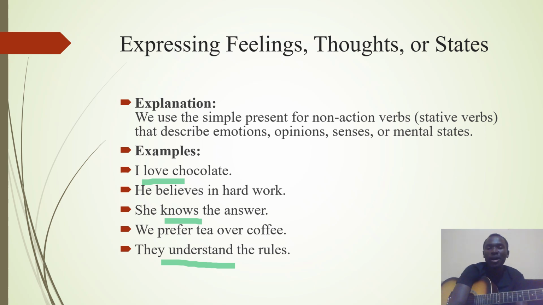Can you come up with some examples in simple present tense expressing thoughts, expressing feelings or states? I am happy. She's an angry person. Maybe we like mangoes. You're trying to talk about your feelings about something.